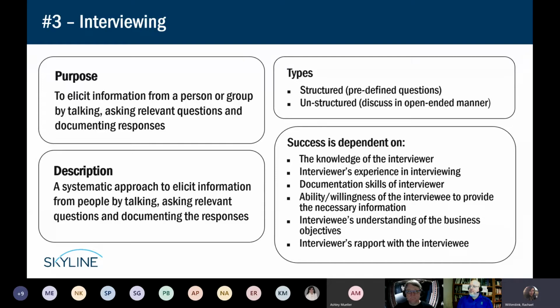Let's see, so there are 2 different types of interviews, and these are as defined by the IIBA. Basically, all of these techniques and the information I'm sharing are sourced from the BABOK, the BA Book of Knowledge. So structured, which means you're coming into the interview with a set of predefined questions that you come up with in advance and structure in a logical order. And then there are also unstructured interviews. So those are a little more free form.